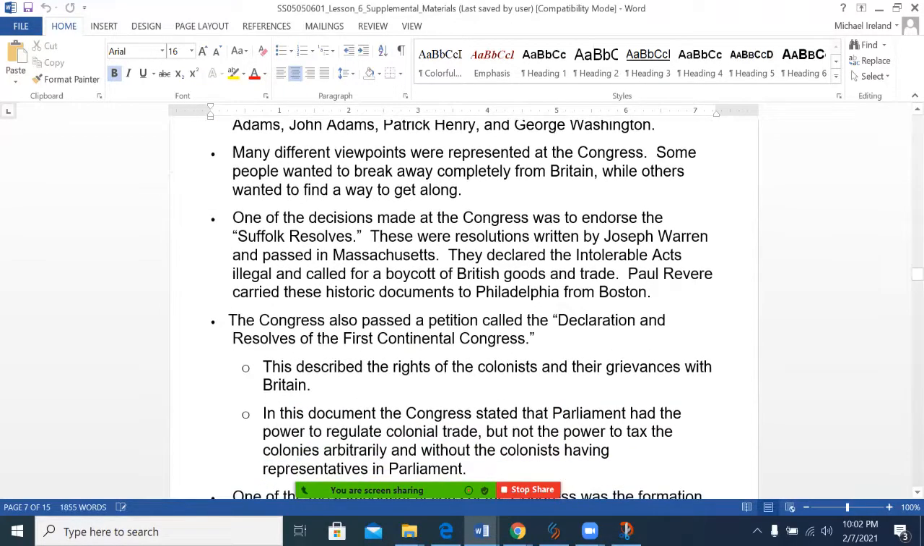One of the decisions made by the Congress was to endorse the Suffolk Resolves. These were resolutions written by Joseph Warren and passed in Massachusetts. They declared the Intolerable Acts illegal and called for a boycott of British goods and trade. Paul Revere carried these historic documents to Philadelphia from Boston.